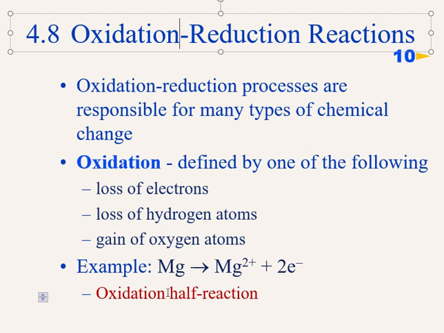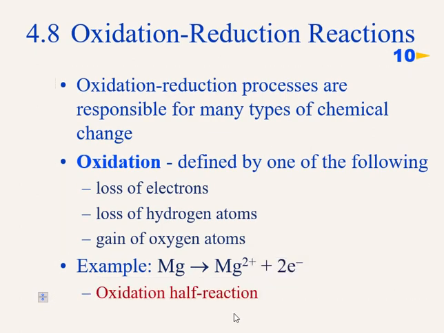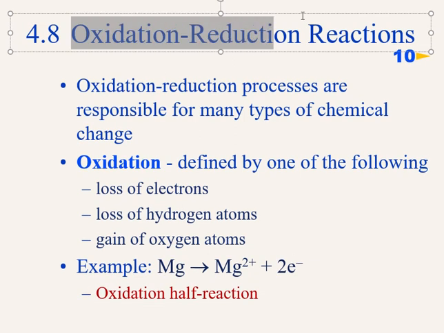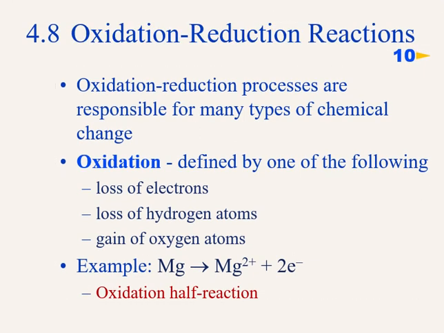Why is it called half reaction? Because oxidation and reduction always go hand in hand. You cannot just have oxidation without reduction. You must have both happening at once. So this is one half of the reaction. While this is happening, what's the second half?